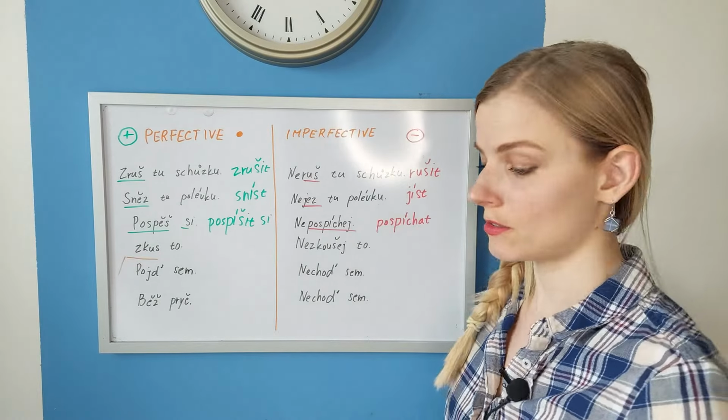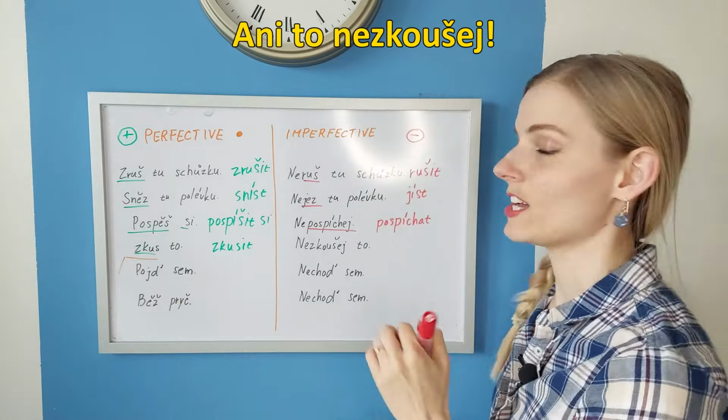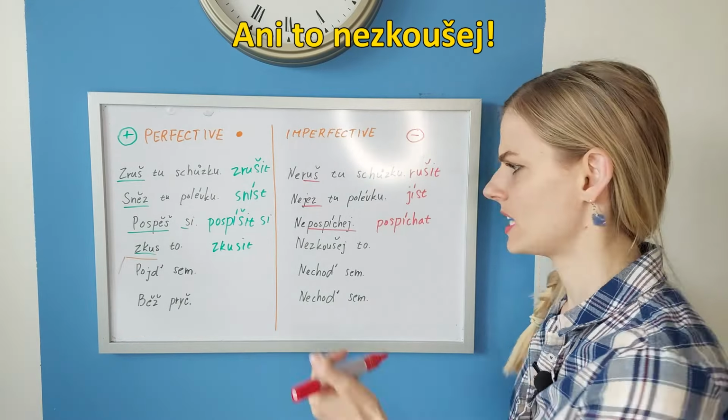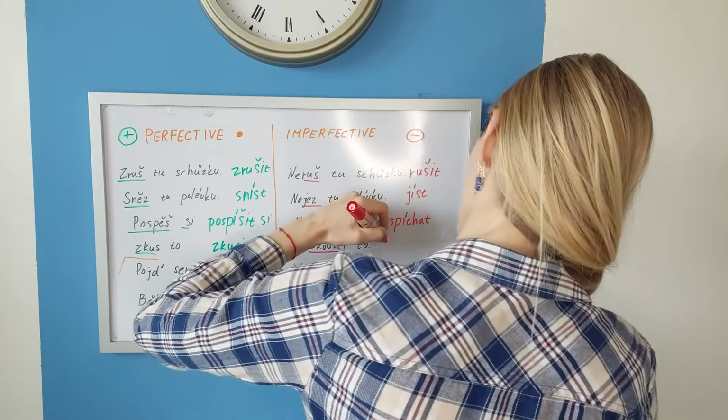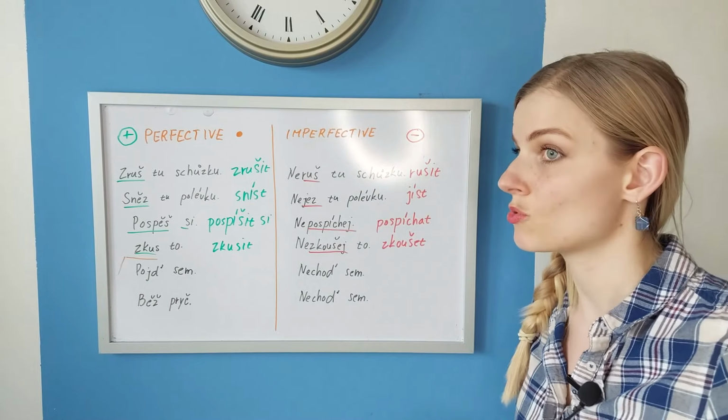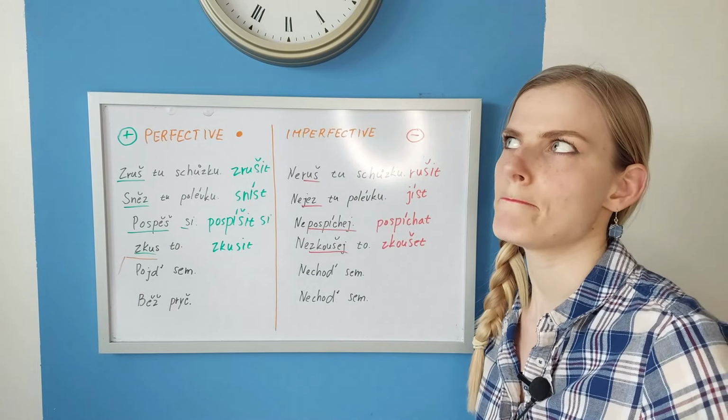Zkus to. Try it. From zkusit. Ani to neskoušej, like some people would like to say. Don't even try it. Neskoušej. From zkoušet. And these 2 sentences are with verbs of movement, to go, which are always a little special.